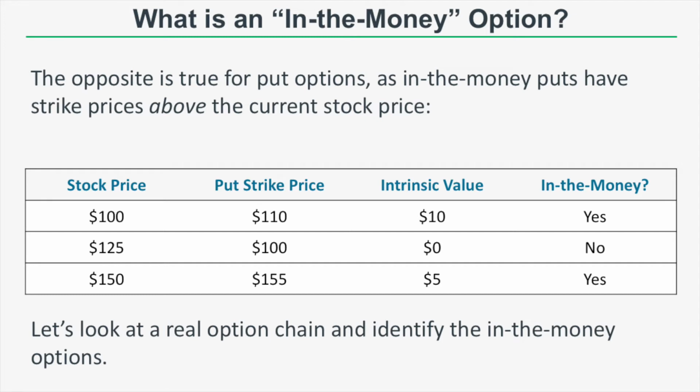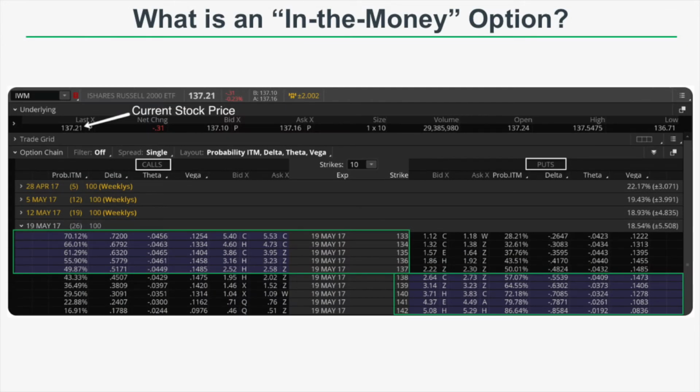Now that we've walked through in the money calls and in the money puts, let's look at a real option chain and identify the in the money options. In this image, we're looking at the Russell 2000 ETF with the ticker symbol IWM. In the top left, the current stock price is $137.21. Looking down to the option chain, we're looking at the May options. On the left hand side we have the call options, on the right hand side the put options, and in the middle the strike prices.